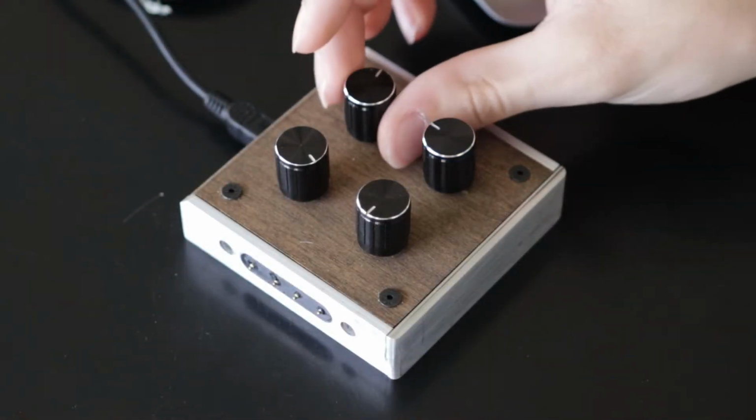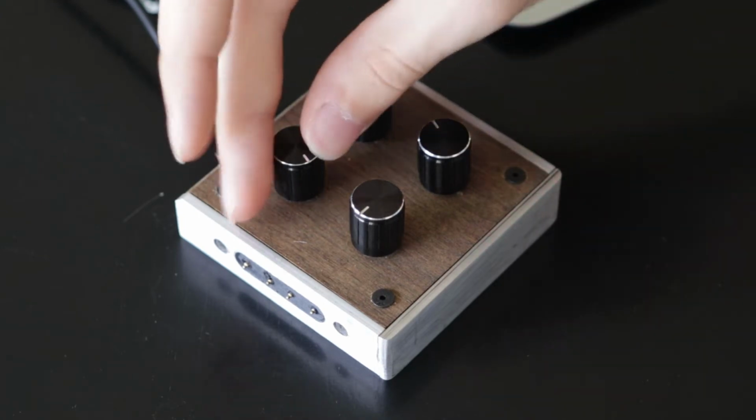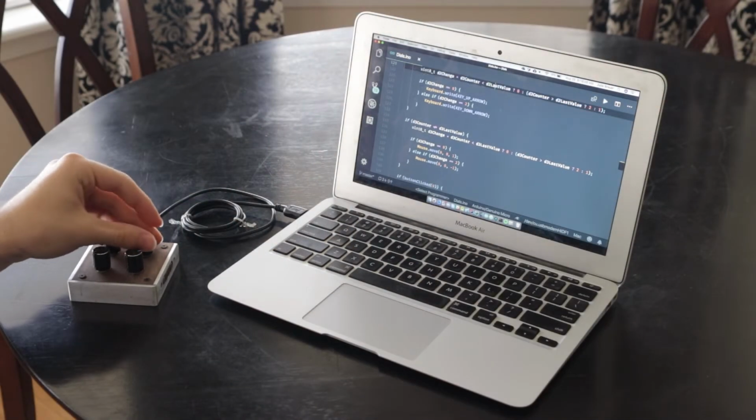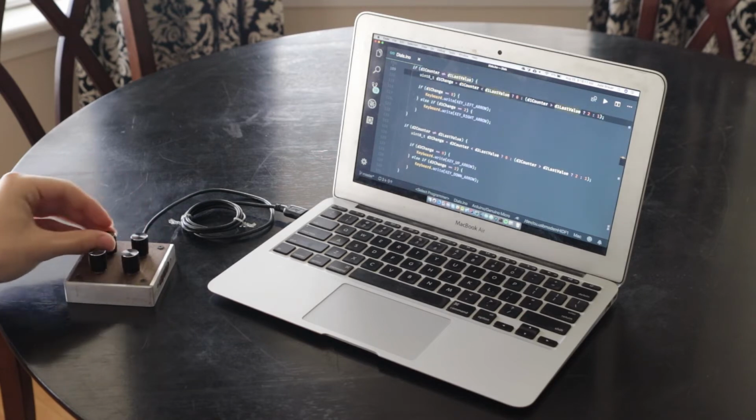The dials module consists of 4 rotary encoders. These dials can be programmed for a variety of functions, such as scrolling, moving the cursor, or emulating a joystick.